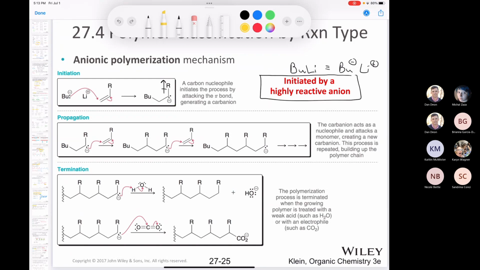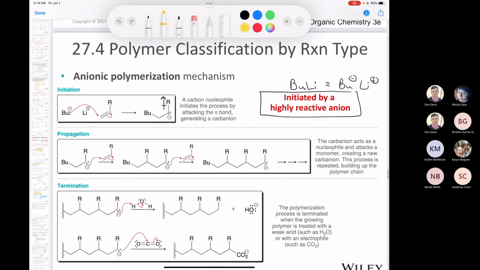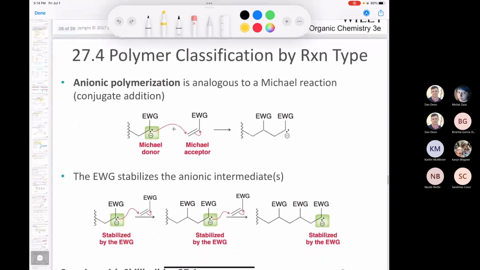And in order to terminate it, we have to throw in something that's going to react with that negative charge on the end in order to get the polymer to stop growing. So you could add water as a proton source, or carbon dioxide, some kind of weak acid, or electrophile. And we actually call this a living polymer when you can keep adding monomers to it and it keeps growing and growing. And let me just give you a little bit more information here.